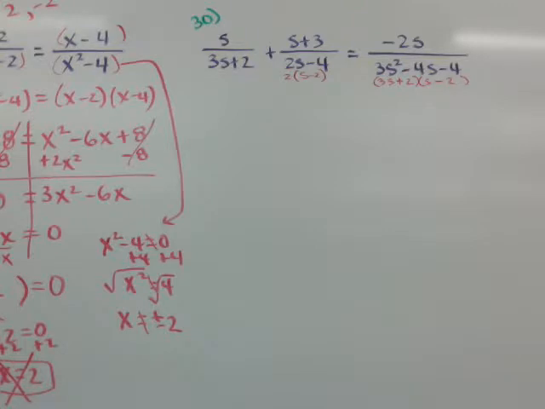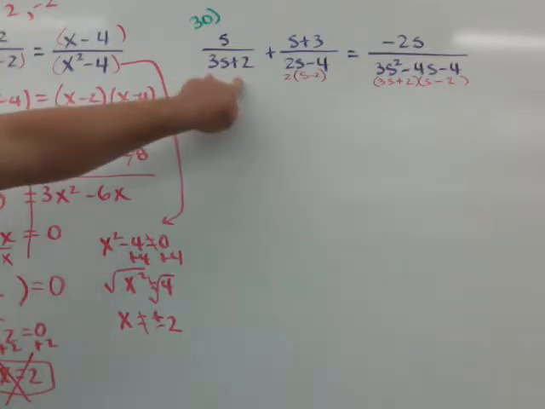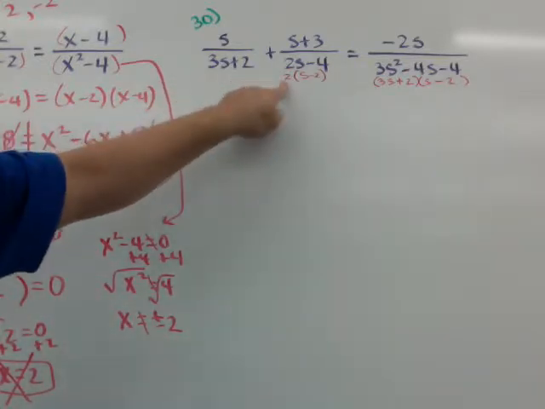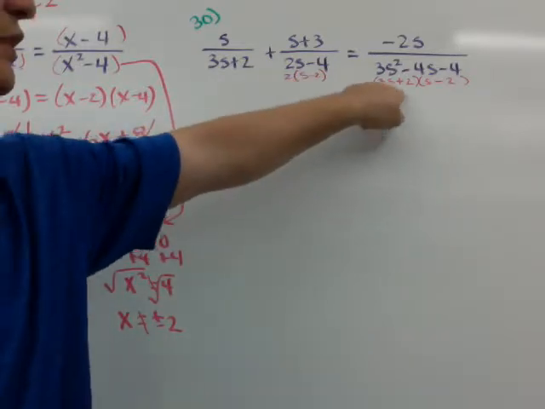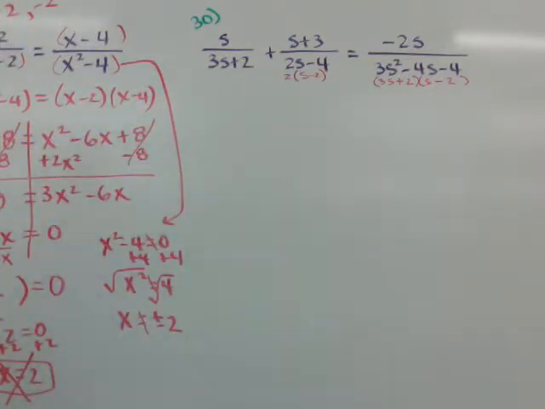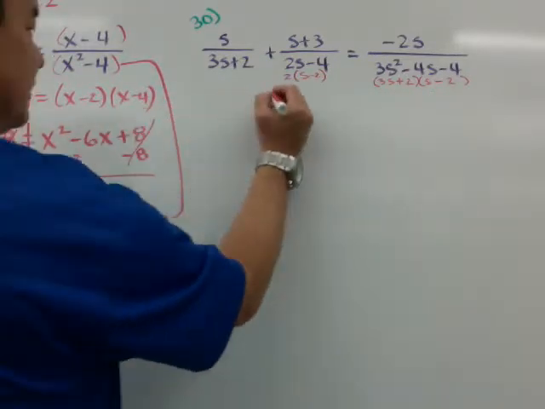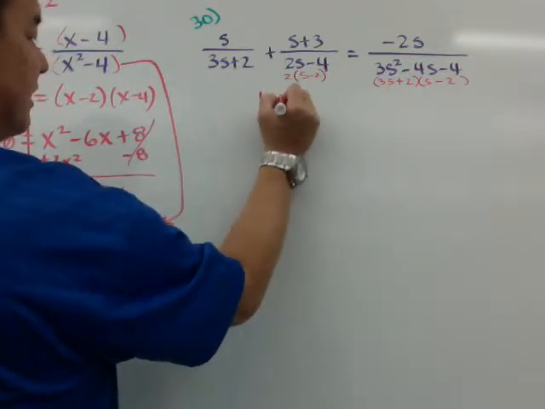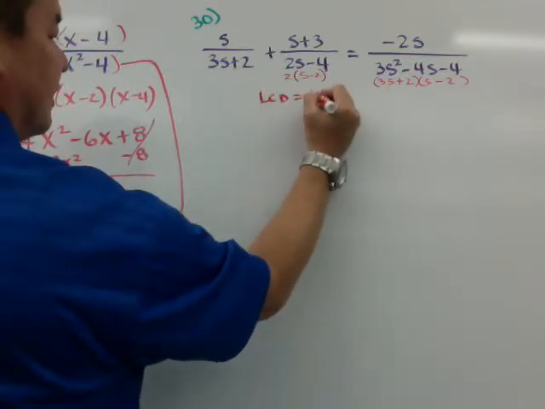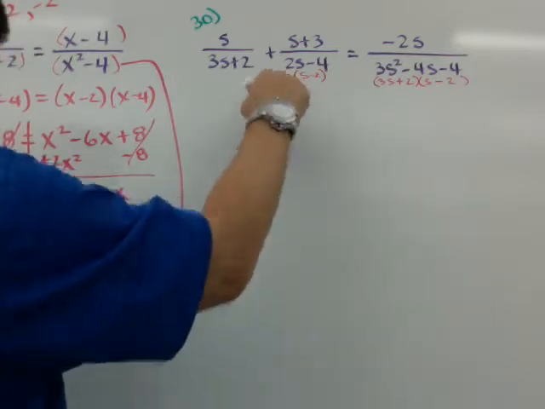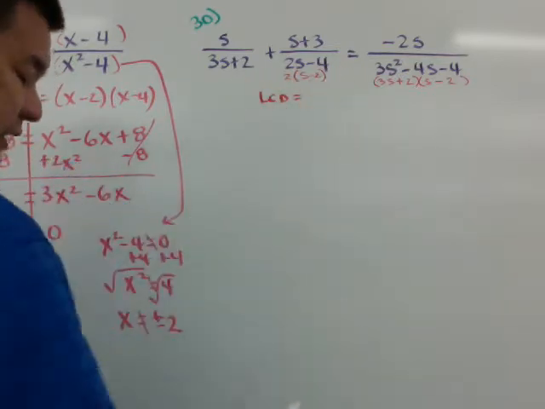And that is good. Okay, so now I can see I have a 3s plus 2 here, a 2, a s minus 2, a 3s plus 2, and a s minus 2. Okay, so my LCD, oh, this is going to be ugly, is equal to, I got to put the 2 first. Well, I don't have to, but I just get the number out first.